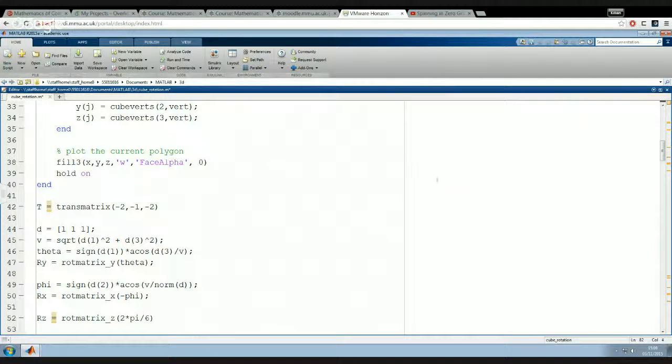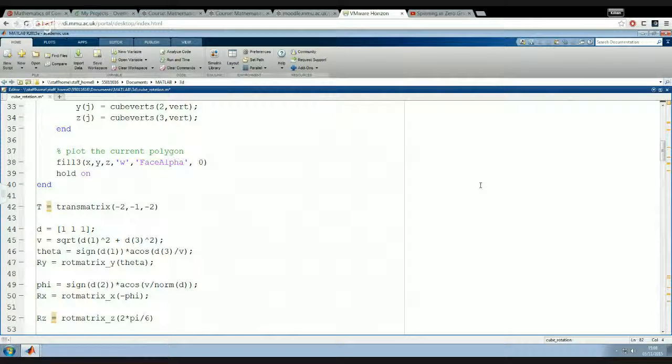Then I have this d vector, 1, 1, 1. That is the vector which points along the axis. It's this vector going out here, the vector somewhere along it. The appropriate length is 1, 1, 1 on the x, y, and z axis. So the vector 1, 1, 1 is the one that points from the origin out through that opposite vertex of the cube.